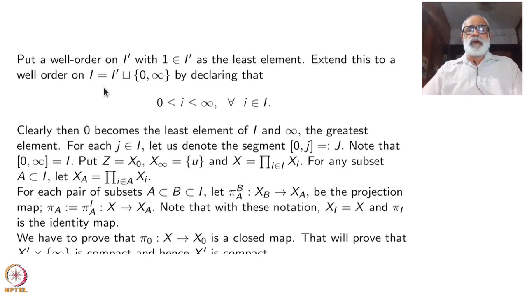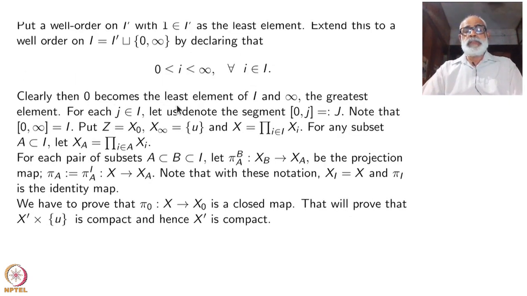Extend this to a well order of I, which is the disjoint union of I prime with two extra elements, which I am denoting by 0 and infinity, by declaring that every element in I prime is between 0 and infinity. In other words, now 0 is the least element and infinity is the greatest element. There may be a least element in I prime, that is always there, and that element I have written as 1, but there may not be any greatest element. So I have put a greatest element also. Okay, so this is the first trick you can say. Clearly, 0 becomes the least element and infinity becomes the greatest element inside this I, which is I prime with 2 extra elements.